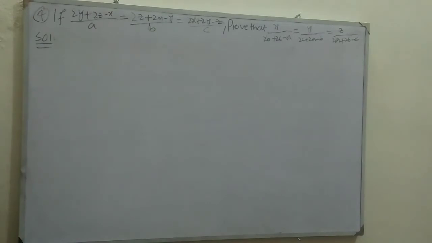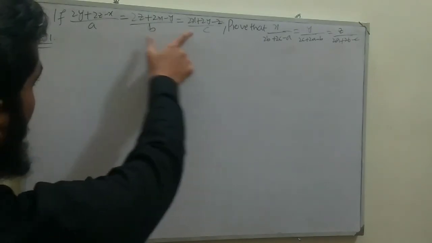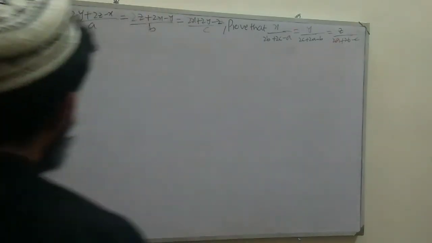Move to the last question of today's lecture, exercise number 3.4. In this exercise there are 8 questions. 4 questions are solved today, and the next 4 questions, 5, 6, 7, 8, inshallah will be solved in the next video, part 2 of exercise number 3.4. In this question they tell that if these sides are equal, then prove that these sides will be equal.